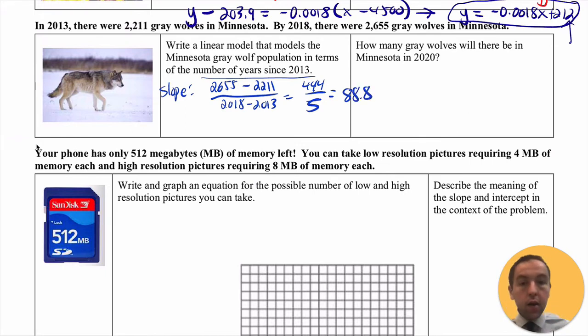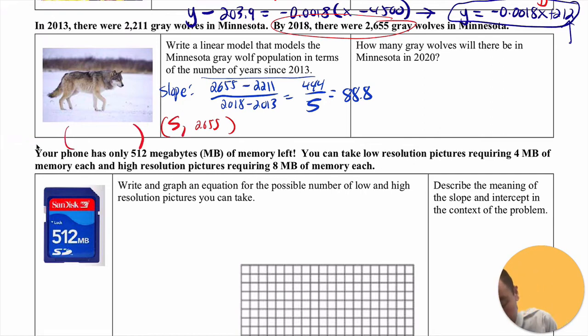So kind of a change of 88.8, an increase over time. Now, we want to write this as a function of number of years since 2013. So what that really means then is that if we think about this ordered pair right here of 2018 and then 2655, we don't actually want to use 2018 for x, because 2018 is not 2018 years since 2013. What it actually is, it's 5 years since. So you really want to treat that as 2655 as a point.